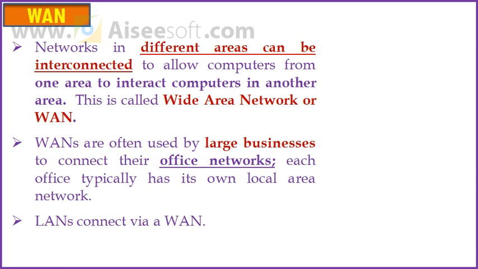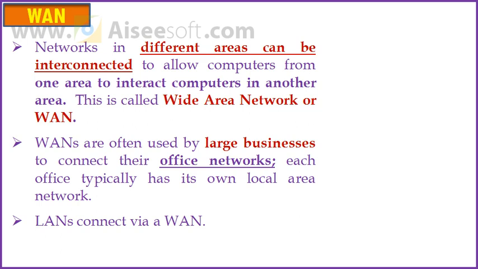Now, WAN. The WAN is a wide area network. Networks in different areas can be interconnected to allow computers from one area to interact with computers in another area. This is called a wide area network. Wide area networks are often used by large businesses to connect their office networks. Each office typically has its own local area network. The wide area network is mainly used for large businesses.